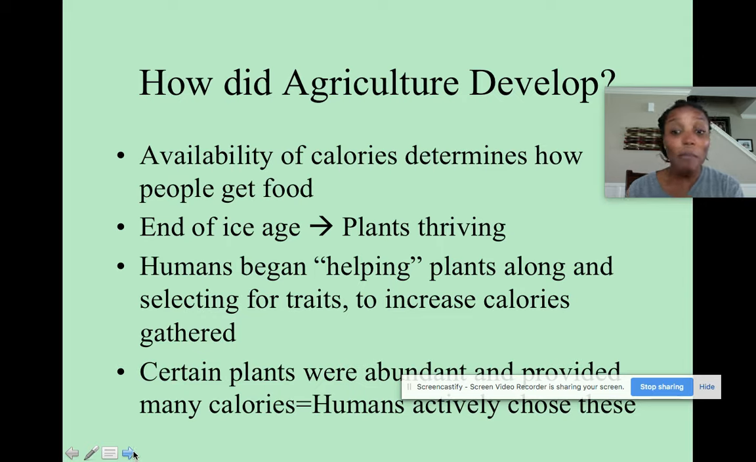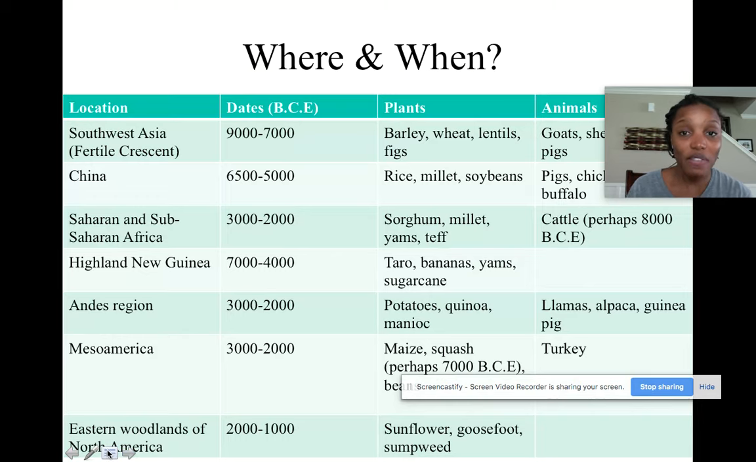Certain plants were abundant and provided many calories or were rich and dense in nutrients. So we continue to farm those plants as humans, so that way we can get the most bang for our buck, basically. Wheat was one of them.